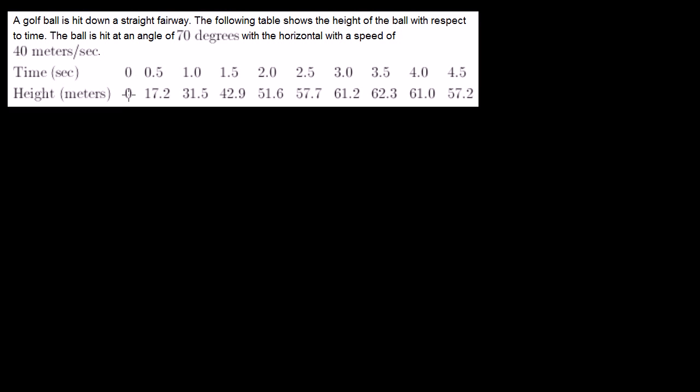At time 0, we're at 0 meters. At time 0.5 seconds, we're at 17.2 meters. So they give us a bunch of data points. And what I want to do is use these data points to essentially find a quadratic function that fits it best.